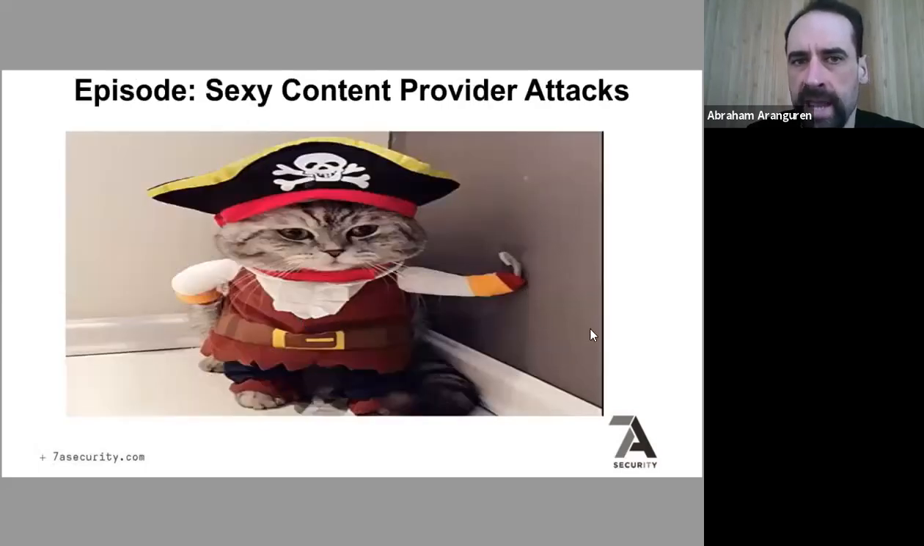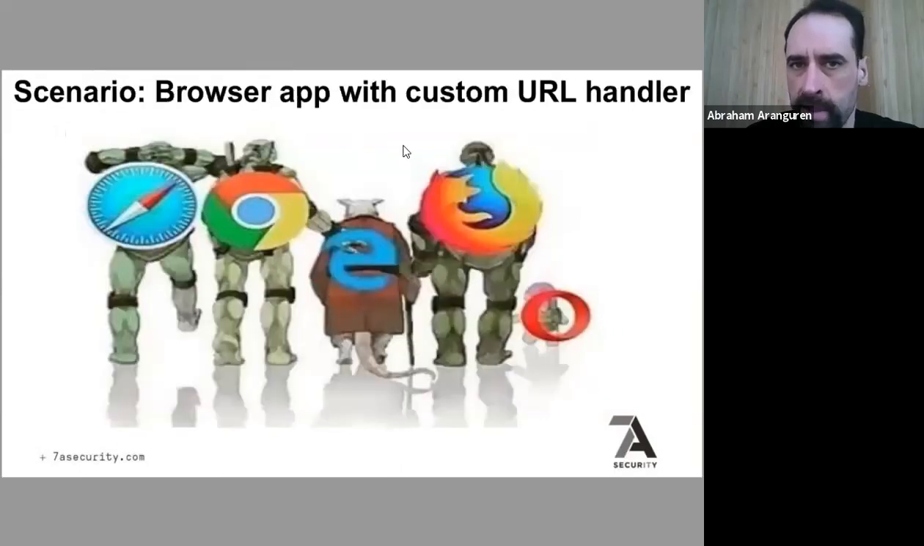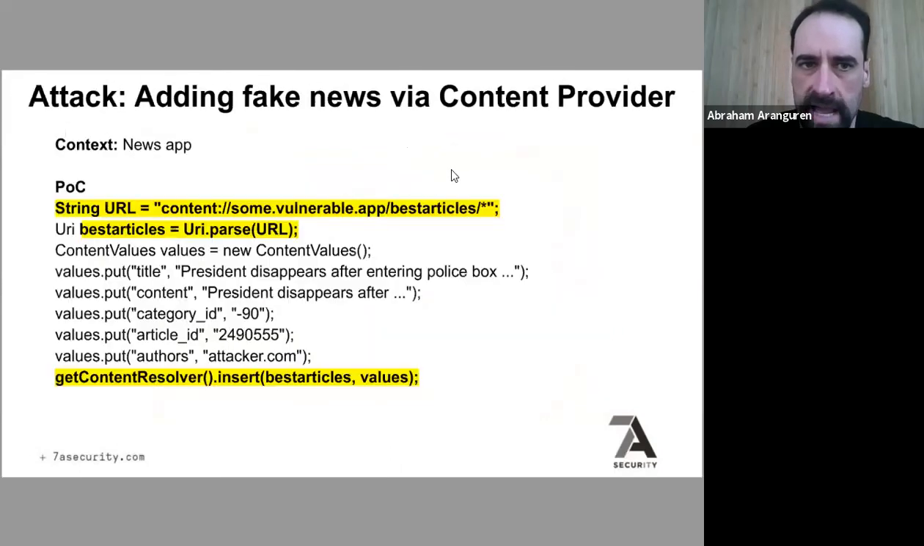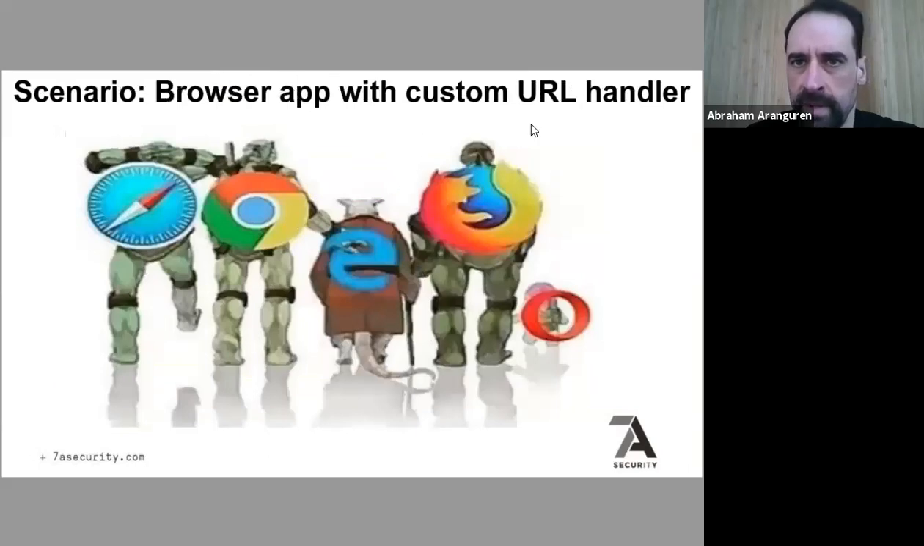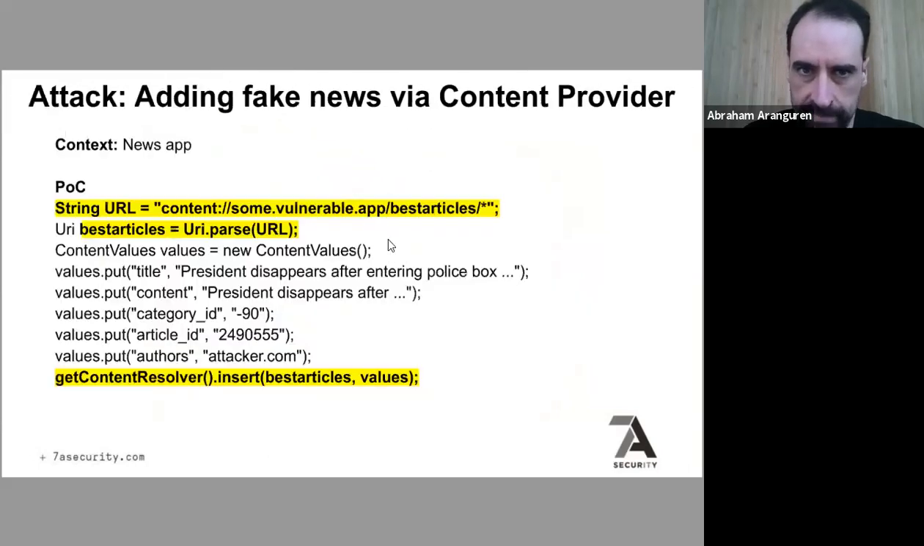Then another example that we have now is a content provider attack. So this was a browser application with a custom URL handler. So since it's a browser application, it has, this is for the content provider itself. So this is the attack against the content provider, right? So we have the URL for the content provider, and then we can say best articles, and then parse the URL, and then we add the fields to the content provider and just insert the articles, right?